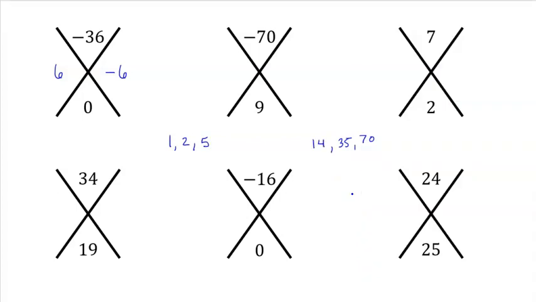And we know 5 and 14 can give me a 9. So 5 and 14. 14 minus 5 gives me positive 9. And then negative 5 and positive 14 multiplied gives me negative 70. And then we've got 7 and 2. The only factors of 7 are 1 and 7, and that won't give me a 2. So this one would be prime, not factorable.